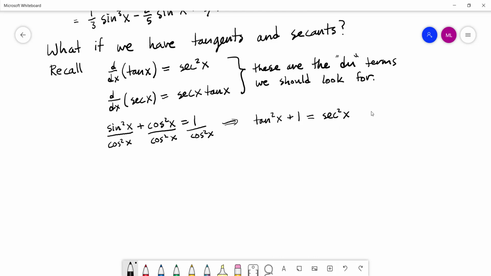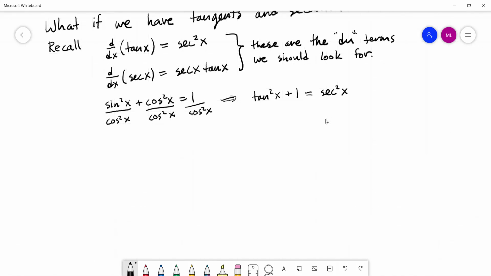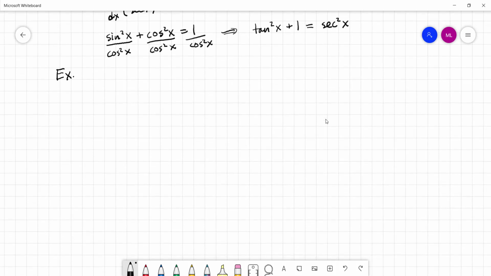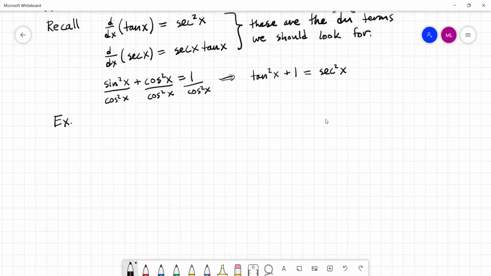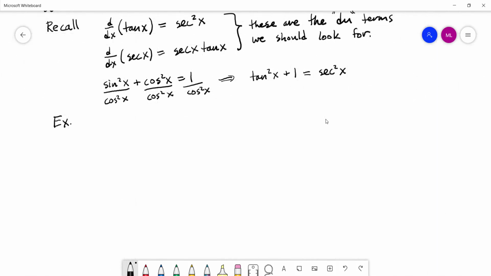So this is the other piece that we're going to use. Again, it involves even powers of tangent and secant. So that's what we're going to be going for. So let's look at an actual example and see if we can put this to use. In this example, I want the integral of, let's say, secant cubed of x, tangent cubed of x, dx.